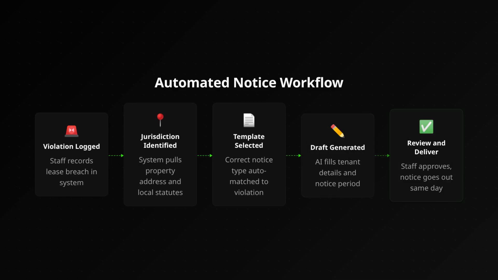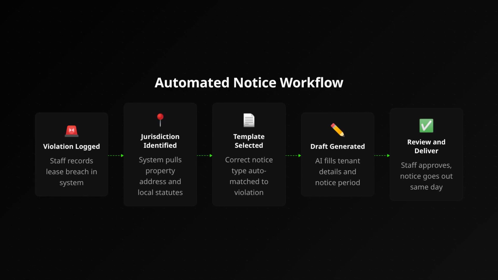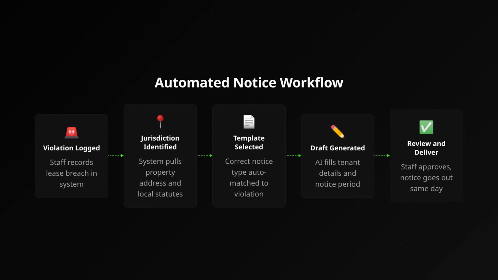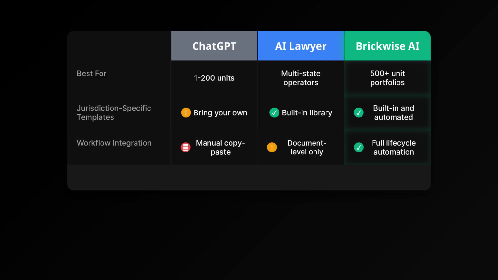Here's what the fully automated compliance workflow looks like inside a system like Brickwise. A violation gets logged. The system identifies the property jurisdiction, selects the correct notice template, autofills tenant and violation details, and routes the draft to a staff member for review before delivery. The only human step is the approval. Everything else is handled automatically.